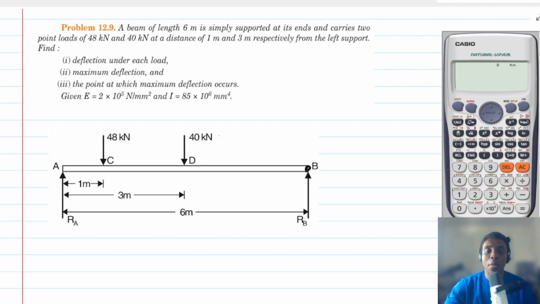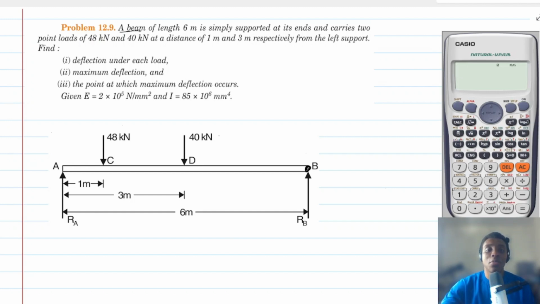In this video, I want to solve a problem with you to illustrate the concept of Macaulay's principle, or the singularity function. Okay, Macaulay's method. All right, so this is where we are going to begin from.